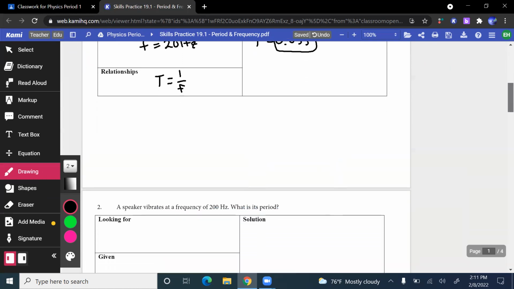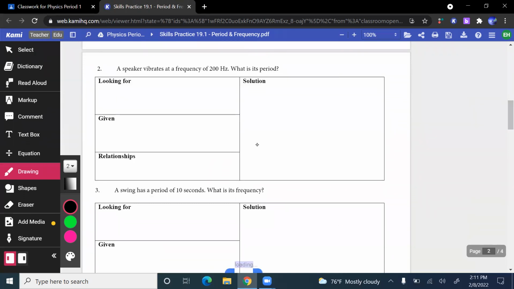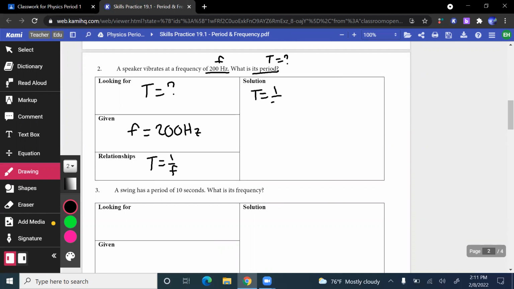Number 2. A speaker vibrates at a frequency of 200 hertz. What is the period? Same problem as number 1, really, just different values. We're looking for period. We are given a frequency of 200 hertz. Period is the inverse of the frequency. So period is the inverse of 200. Let's go 200 inverse, and we get 0.005 seconds to complete one cycle, 5 thousandths of a second, essentially.